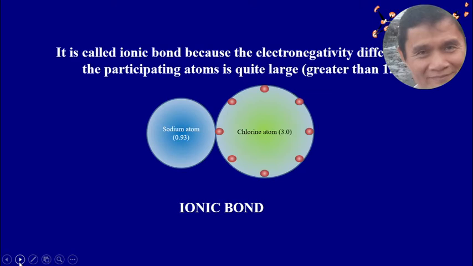And as well as ang ionic bond kasi is actually caused by the large differences of electronegativity of participating atoms. So, chlorine has 3 and sodium atom has 0.9. So, with a difference of greater than 2.